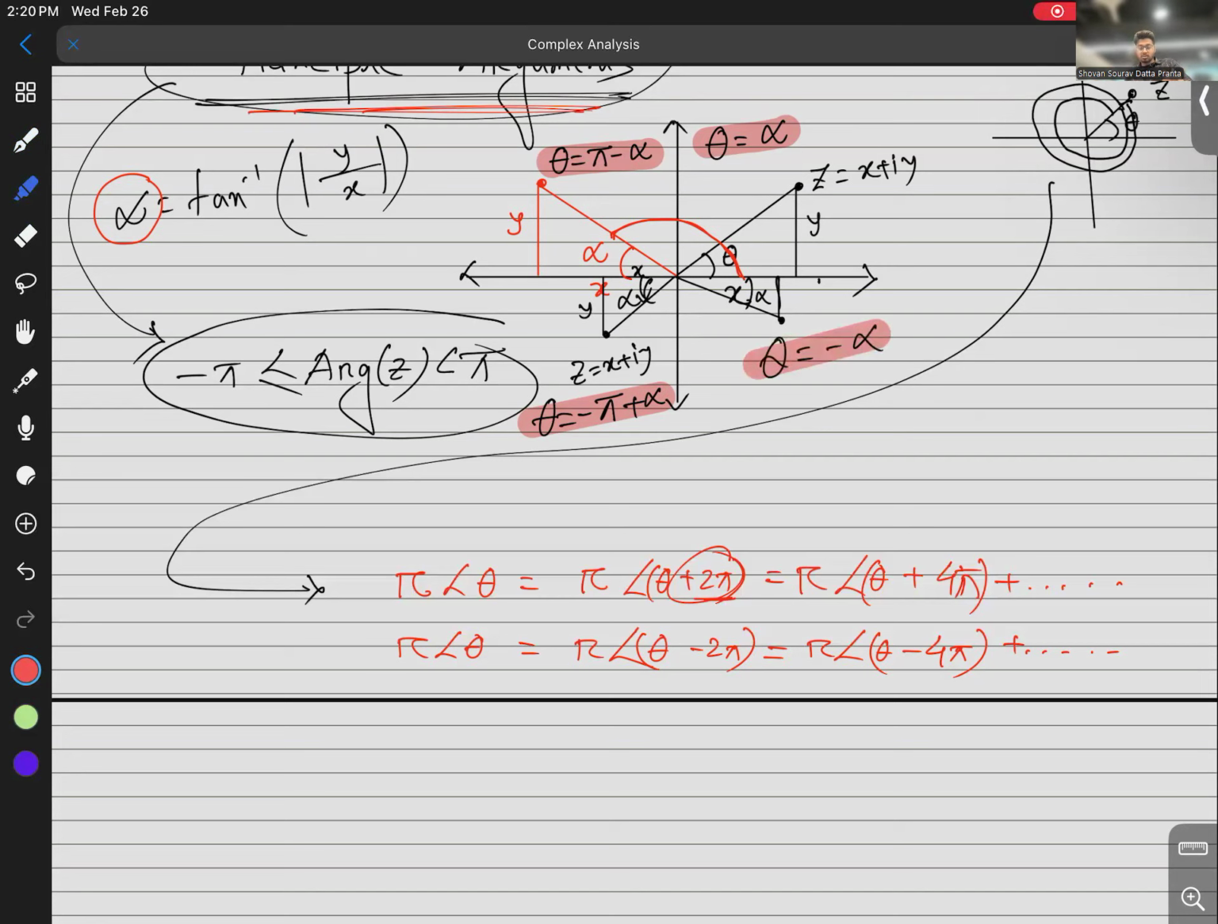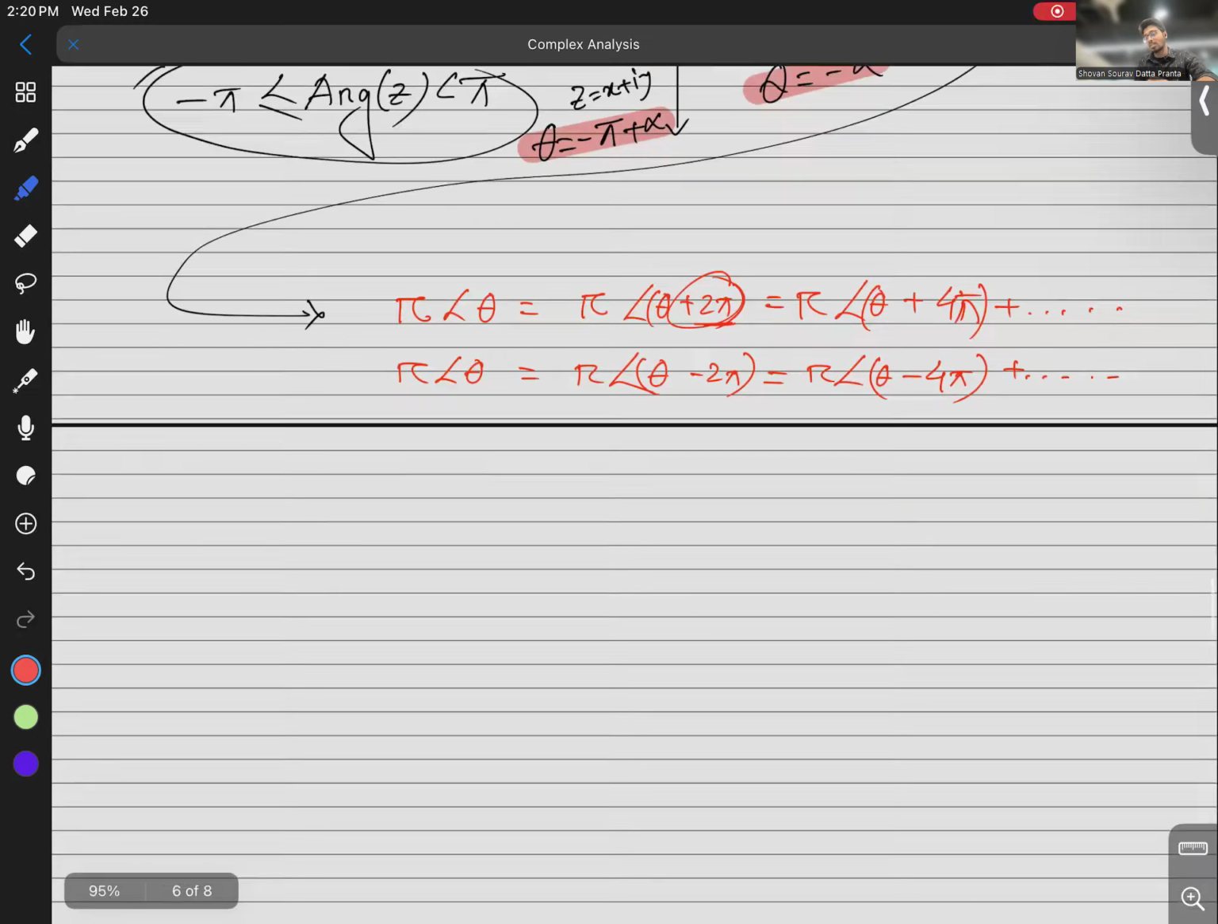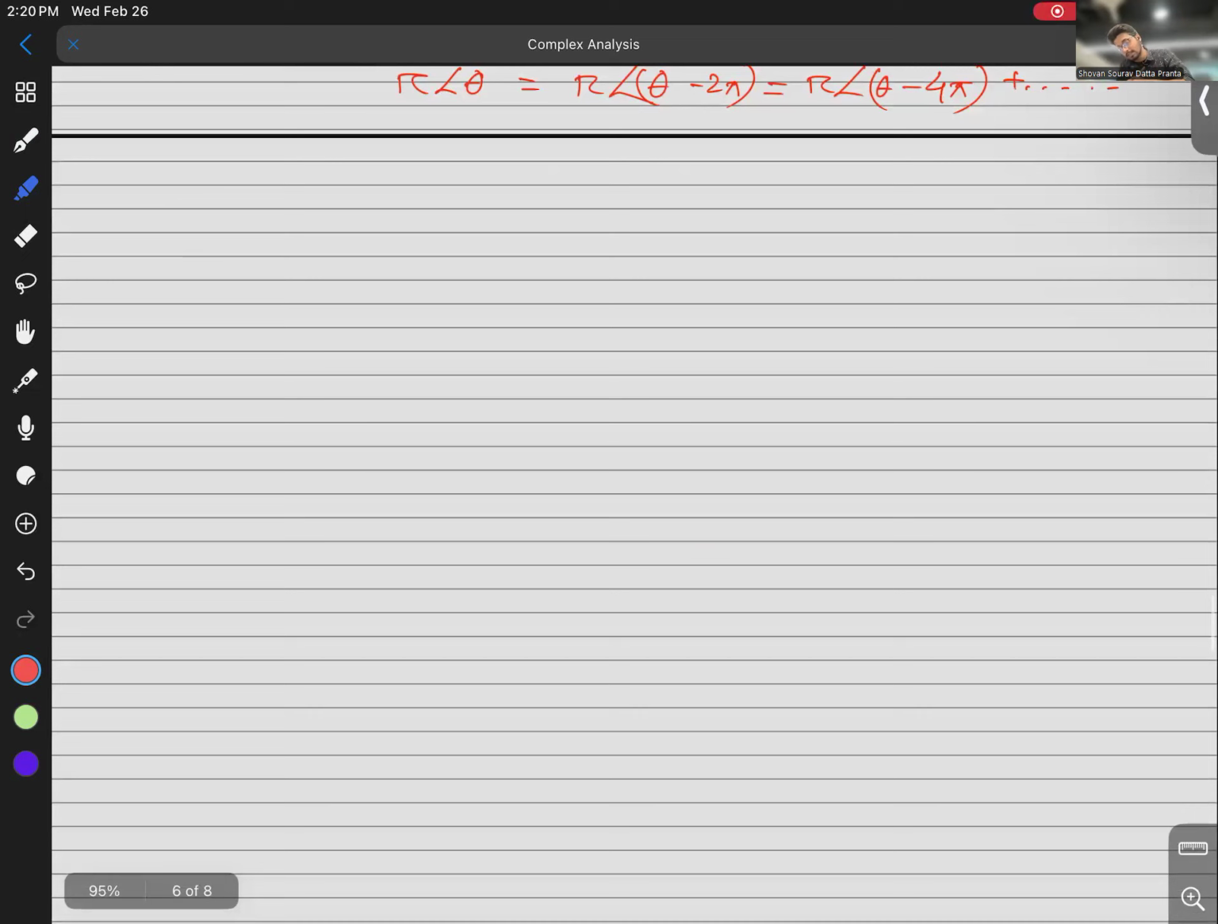So we can find the principal argument using this form. And now, geometrically, what is meant by multiplication? Let's say I am considering the multiplication of two complex numbers. Let's say z is any complex number and we are multiplying it with a number a equal to 4 plus 3i.